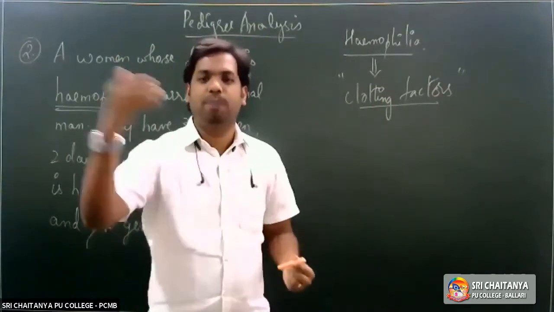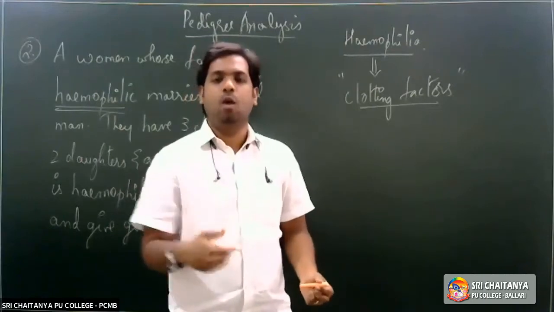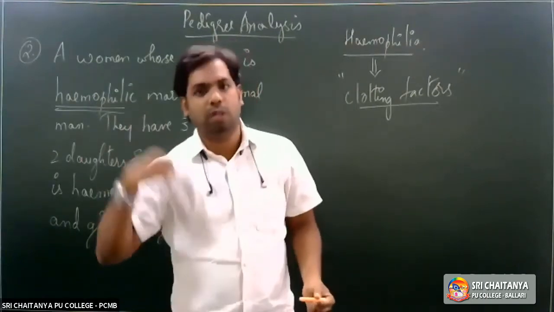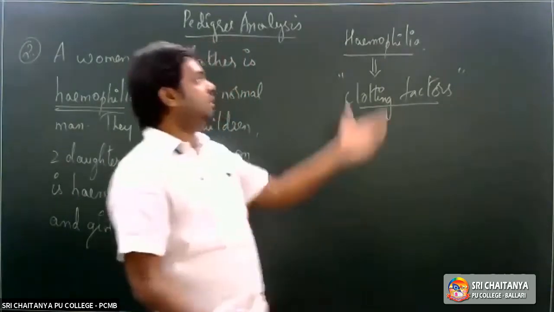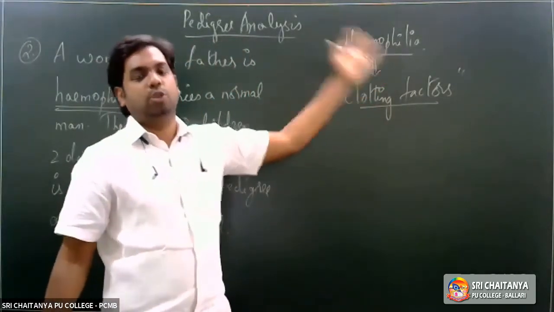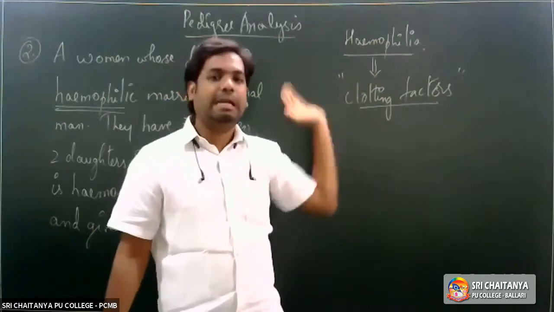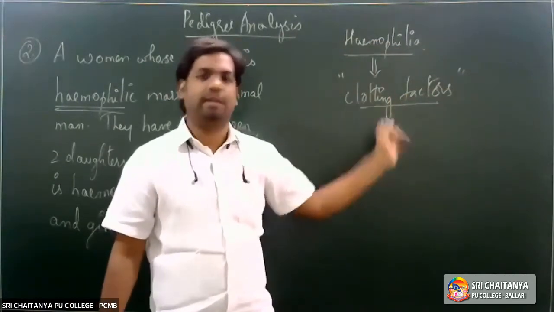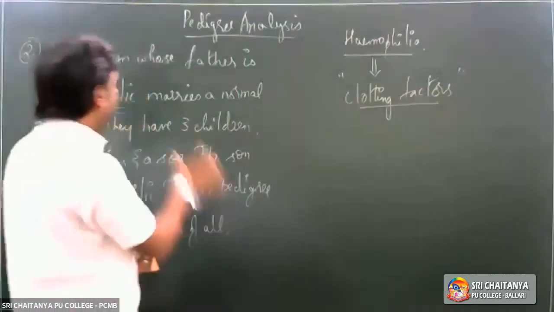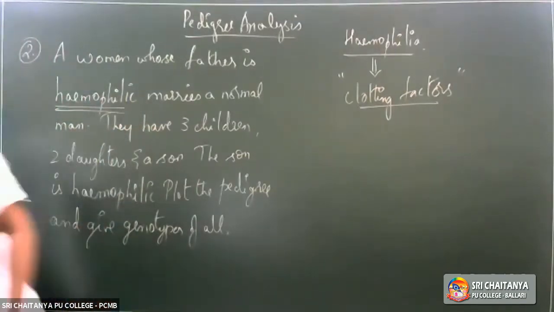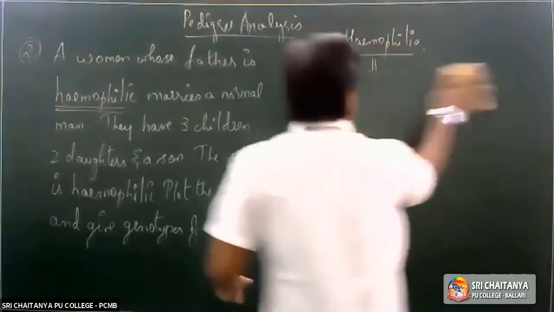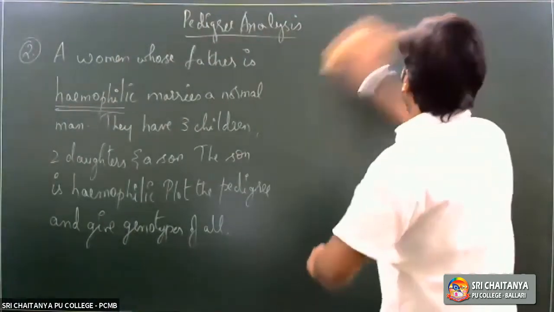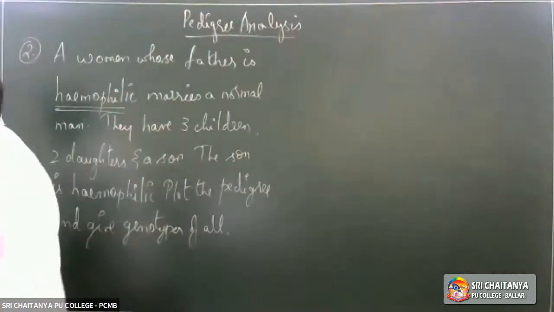So what happens if blood clotting time delays? Right, whatever blood is there in the body will start coming out, as a result of which the person may die. That condition is what we call hemophilia. We'll study more about hemophilia in our later topics once we get into genetic disorders. So this is what we are talking about, hemophilia. Now let us get back to the question here, and we'll see how to plot this pedigree chart for this disorder.